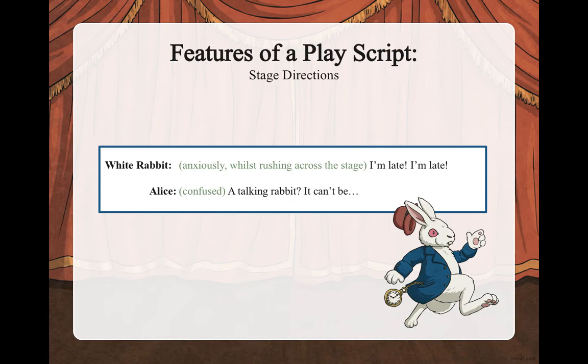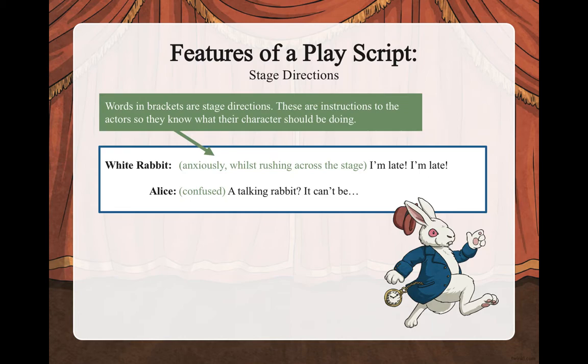So what comes next in the features of a play script? It's stage directions. So words in brackets are stage directions. These are instructions to the actors so they know what their characters should be doing. So White Rabbit needs to know that he's very anxious, he's nervous, he's a bit stressed out, and he's rushing across the stage. And he's going, "I'm late, I'm late, I'm late." And Rabbit is known for always being late, not on time.